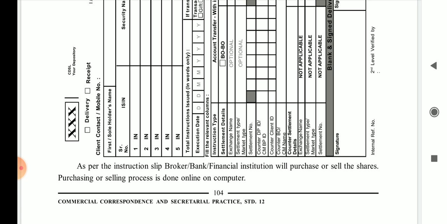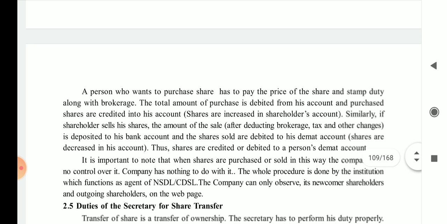As per the instruction slip, the broker, bank or financial institution will purchase or sell the shares. See, with the help of the instruction slip, the procedure should be confirmed. The purchase or selling process is done online on a computer. See, after giving the instruction slip, the whole procedure should be conducted online on a computer.